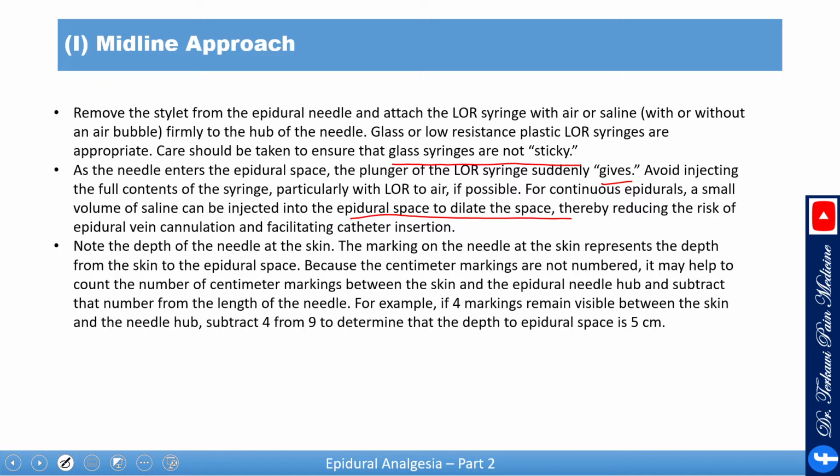For example, usually the needle length is 9 centimeters. So let's say you counted 4 marks visible. So that's 9 minus 4, and that's equal to 5 centimeters. That's the distance between the skin and epidural space.